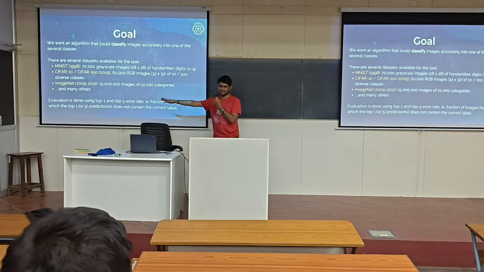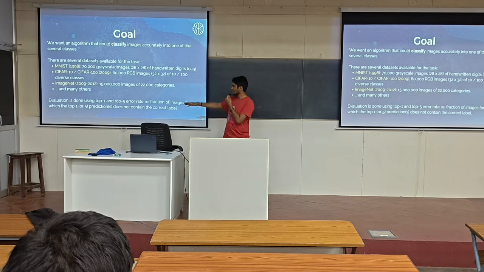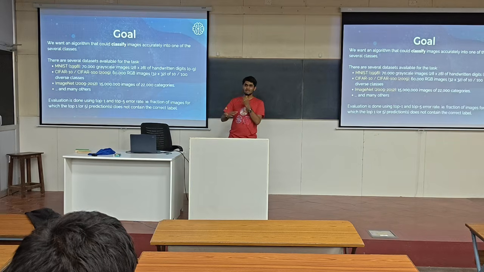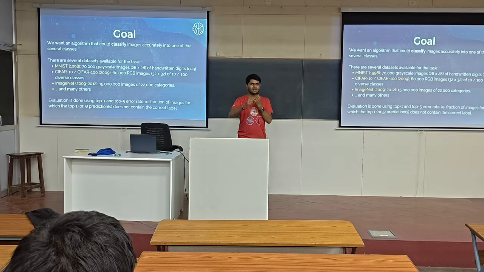So top 1 error rate is just accuracy, 1 minus accuracy. Top 5 error rate is the fraction of images for which the correct label was not in the top 5 categories.